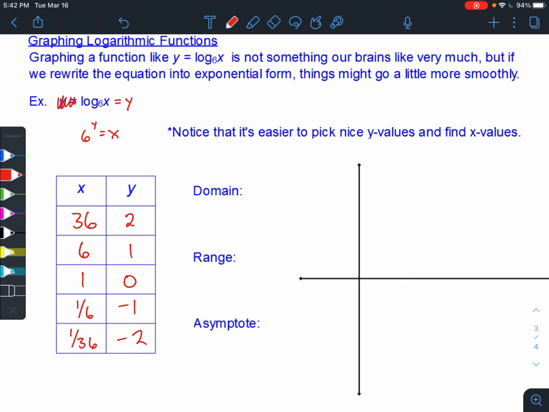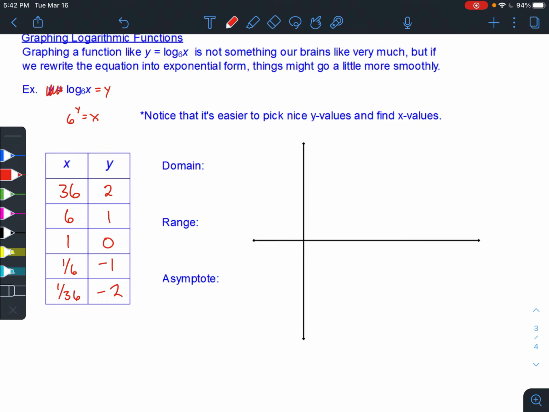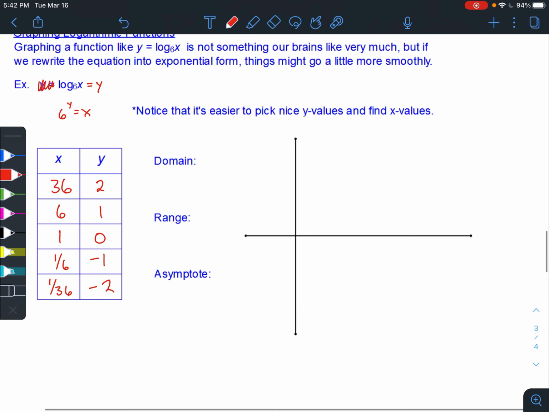All right, so maybe we can see what's happening here. We've got a few points we can plot. Okay, now the x is 36. That is going to be a little bit challenging to fit on the screen, but I'll do my best. Here we go.